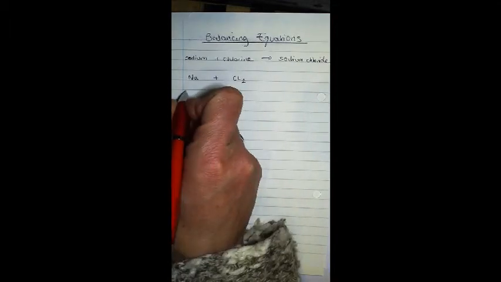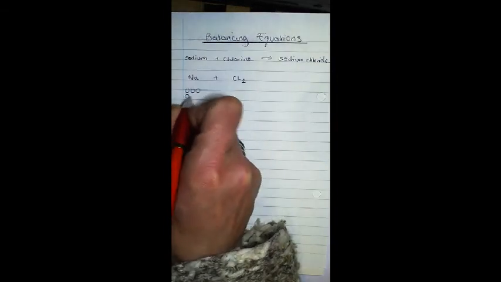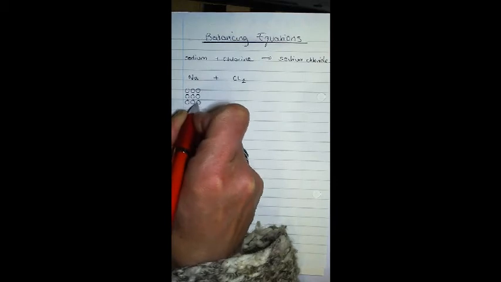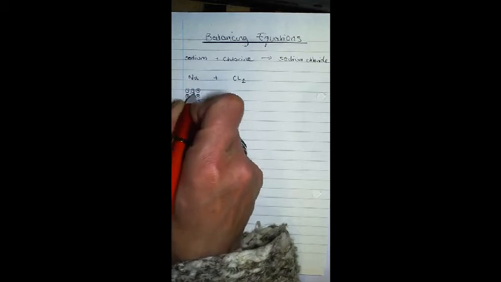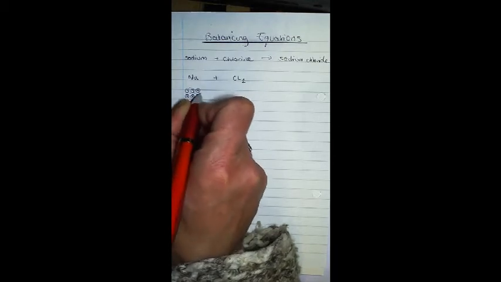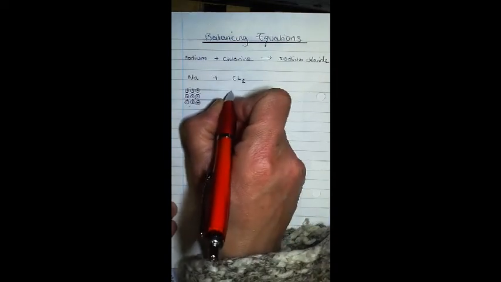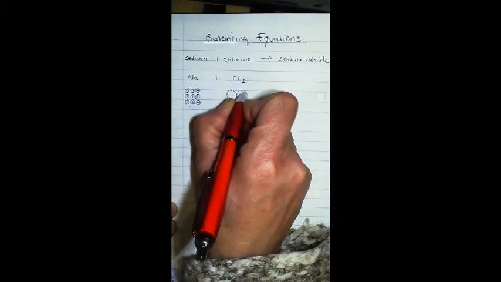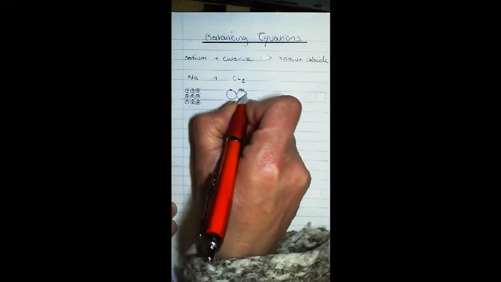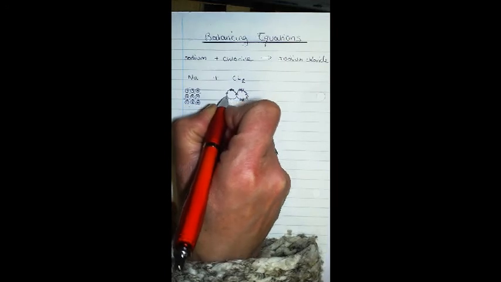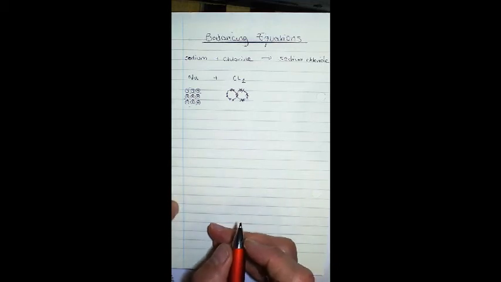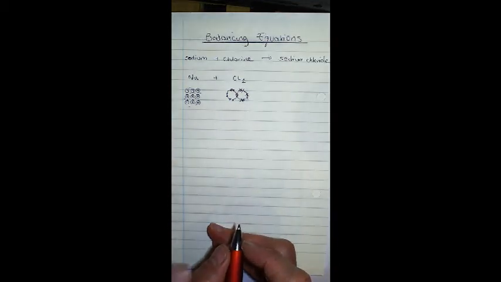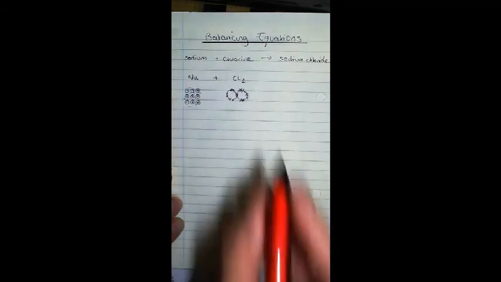If I had to do sketches, I would sketch the bonding in sodium as being like this: positive sodium ions surrounded by negative delocalized electrons. The bonding in the chlorine molecule is 2 chlorine atoms joined together. This chlorine atom has 7 electrons of its own in the outer shell, and this chlorine atom has 7 electrons of its own in the outer shell. They share one pair in a single covalent bond. See, there's a lot to remember here. You know the bonding in this, you know the bonding in this.